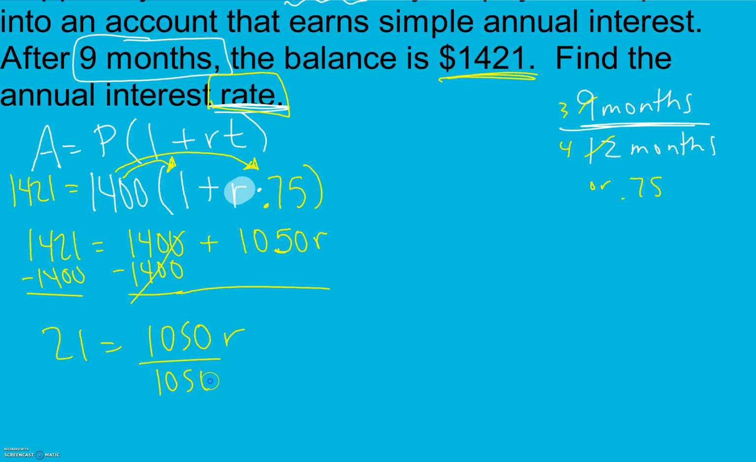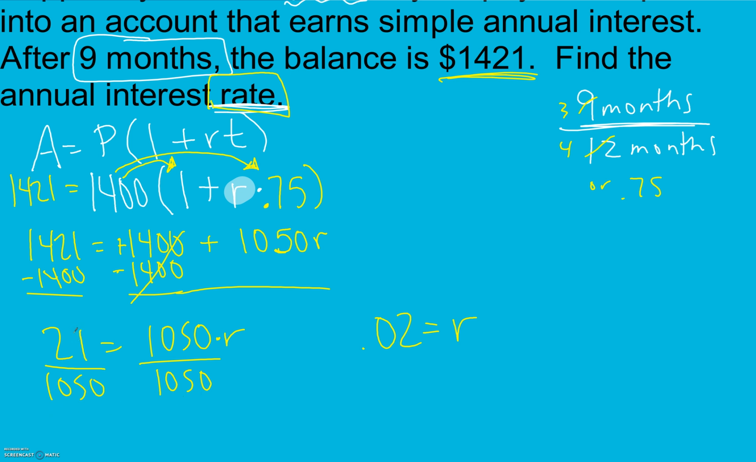And divide by 1050. I'm going to get 0.02 equals R. Again, remember I have something that's positive. So to get rid of a positive, we subtract to make it 0. Now I have multiplication. I'm going to get rid of multiplication by dividing.